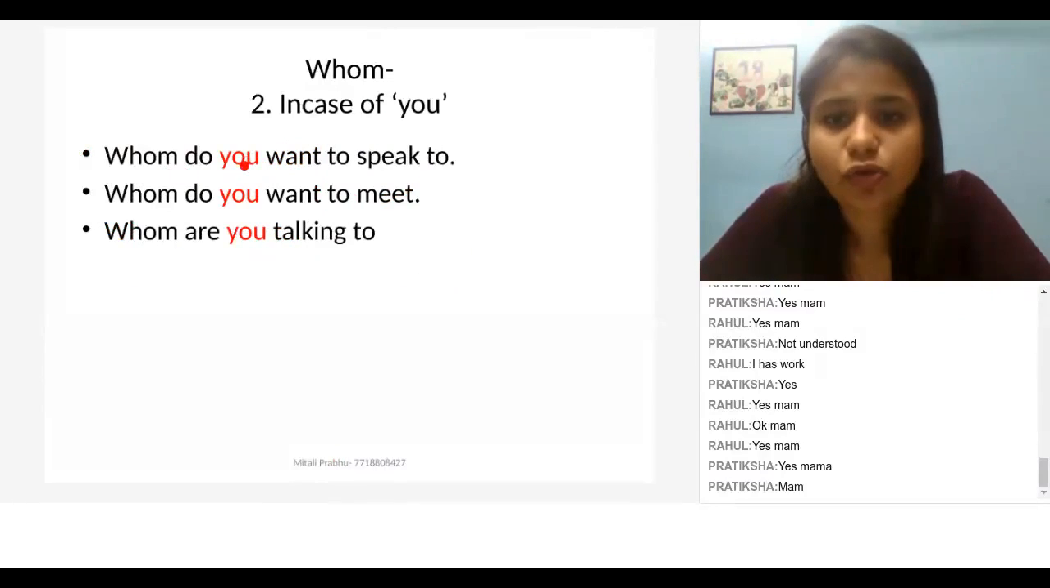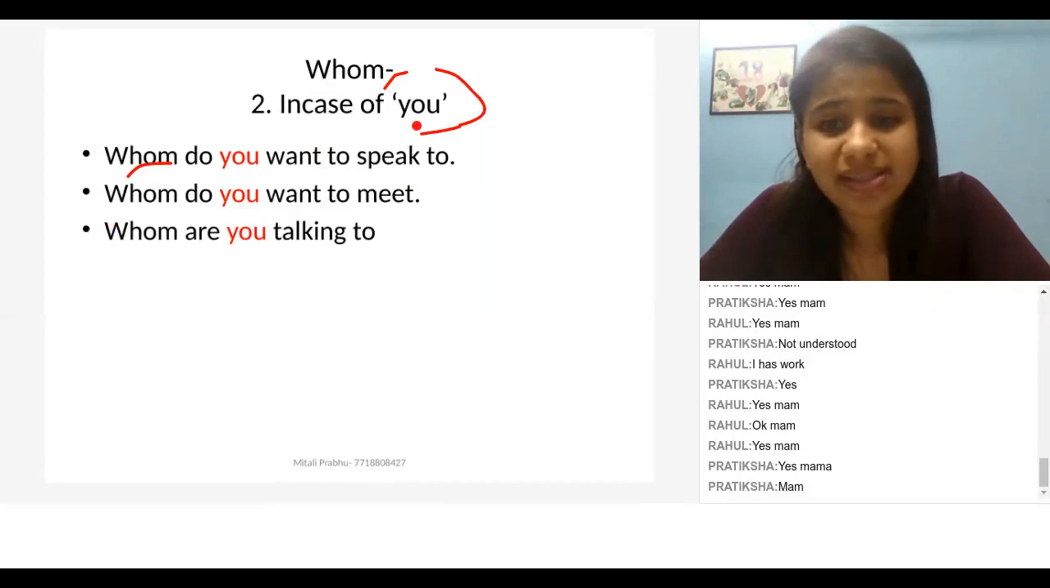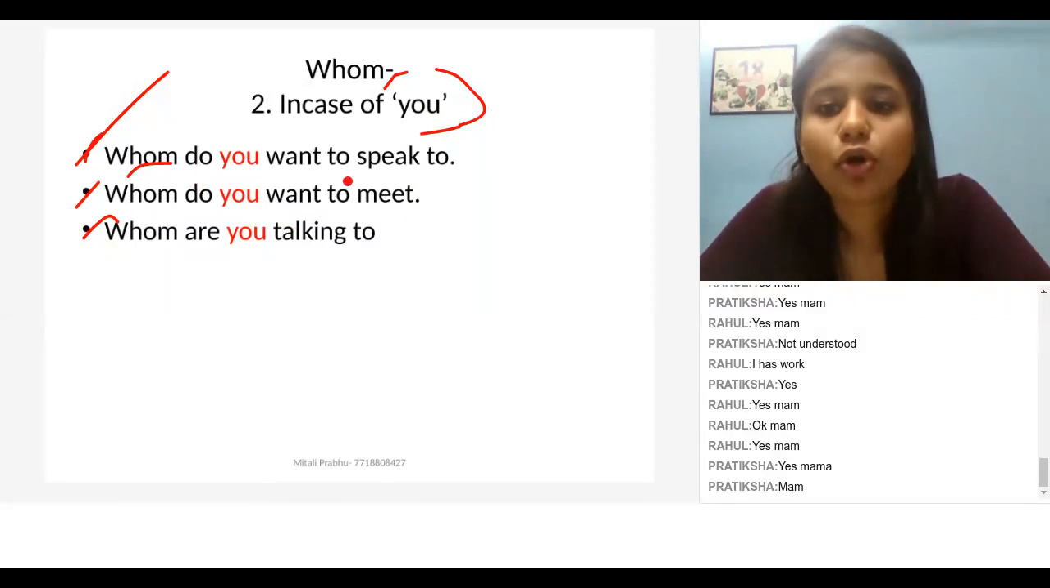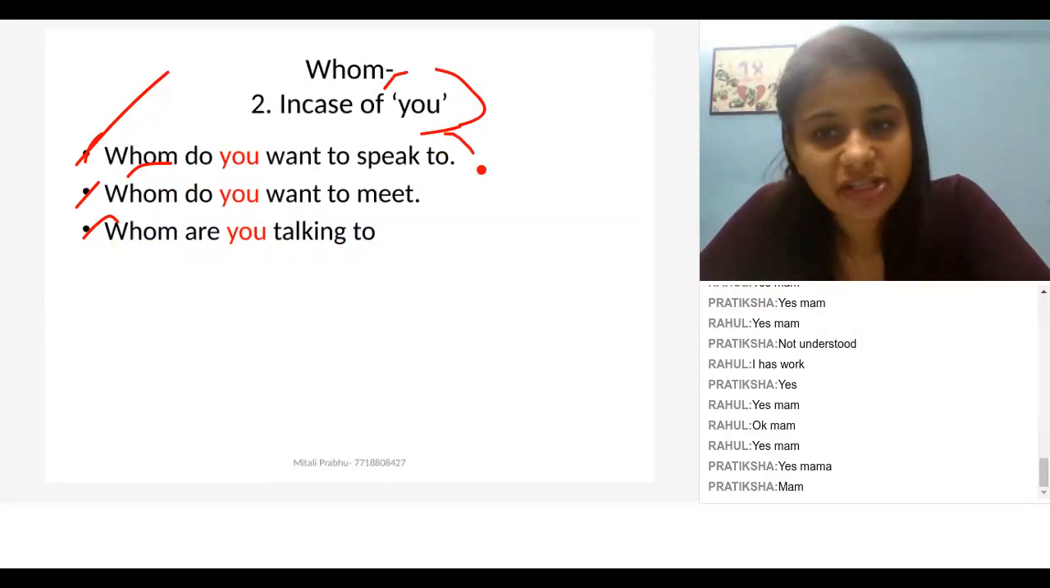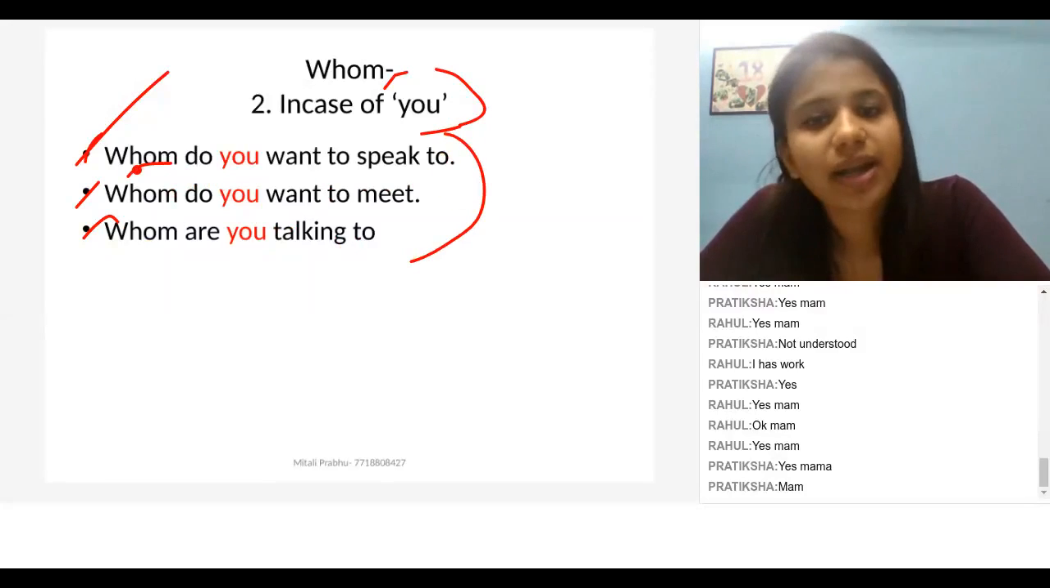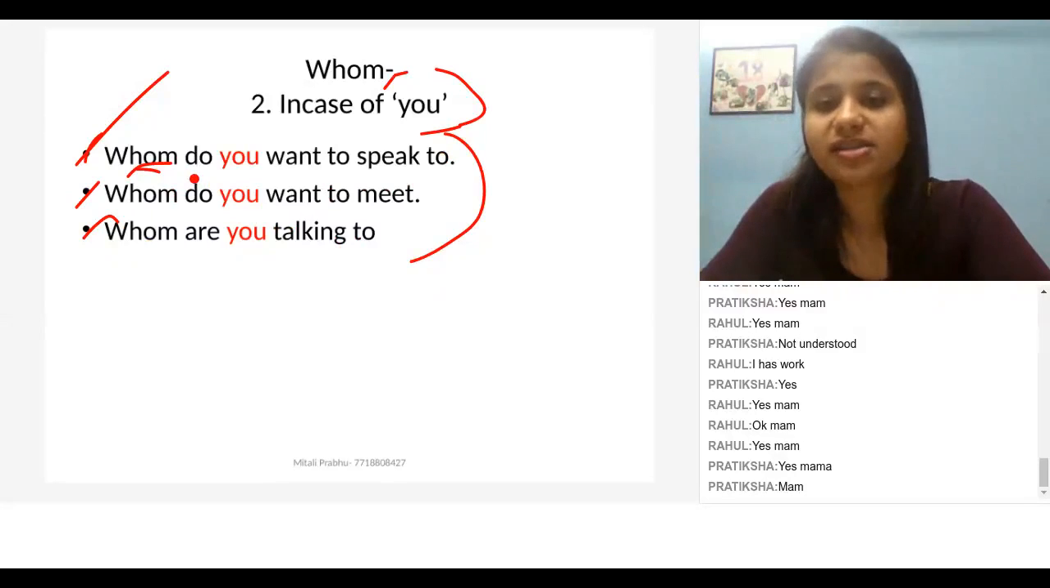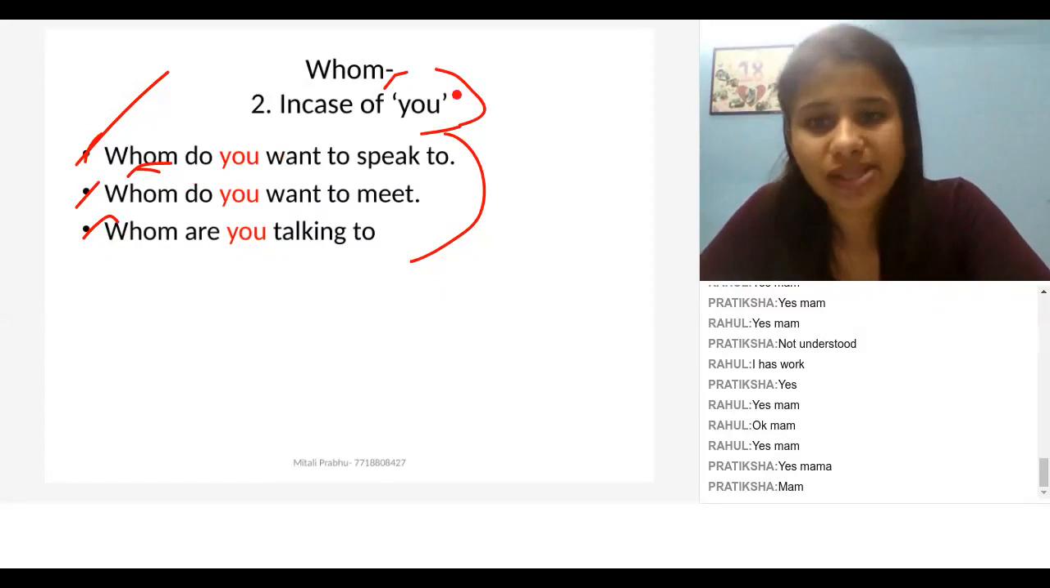Again, consider "Whom do you want to speak to?" A shortcut to remember is that whenever you have "you" in the sentence, you use whom. These are typical sentences that we say on a regular basis: "Whom do you want to speak to," or "whom do you want to meet," or "whom are you talking to?" If it is a shorter sentence, you can directly go with whom. But if you have very long sentences, you'll have to check for the verb again. Don't use this shortcut there. This is just for smaller sentences when you get easily confused.